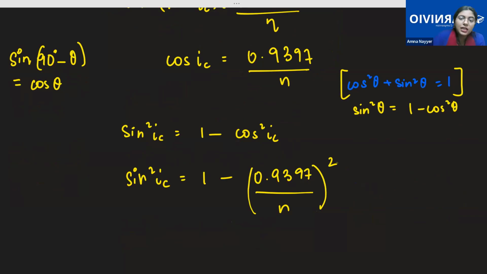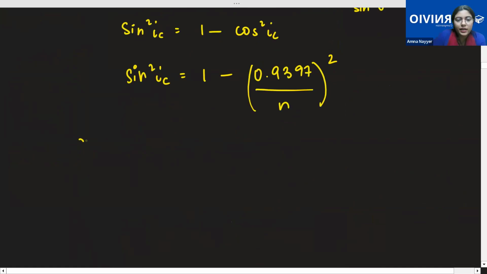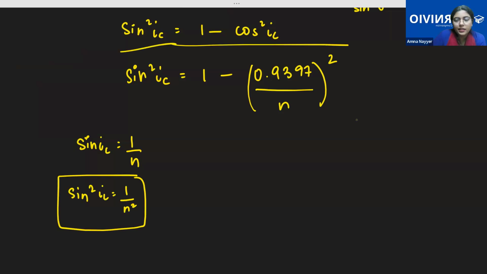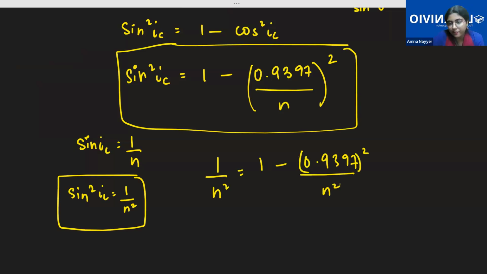Now see, what was our critical angle initially? Sin IC is equal to 1 by n. So sin square IC will be equal to 1 by n square, squaring both the sides. And since both of them are sin square IC, we can equate them. 1 by n square will be 1 minus 0.9397 whole square by n square.